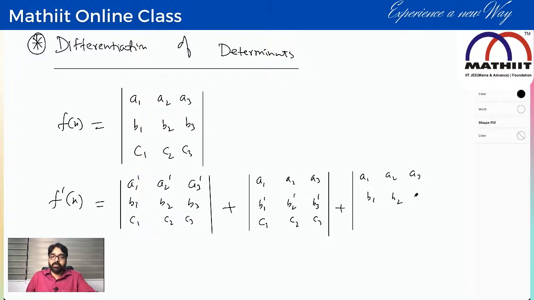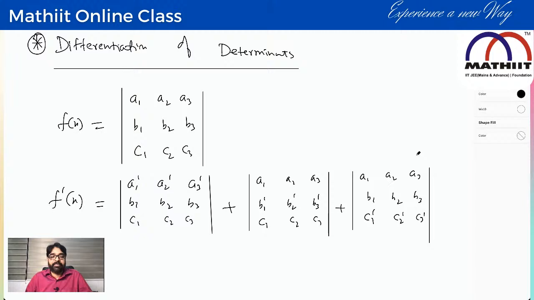B1, B2, B3, C1', C2', C3'. Is this clear? This much only, nothing else. Whenever they give the function in terms of a determinant, you can say, sir, first I will expand the determinant and then differentiate. That way also you can do it. But I will suggest you go by this way.